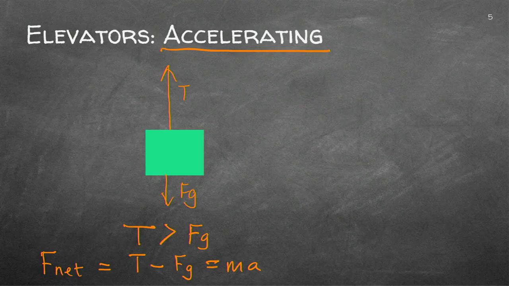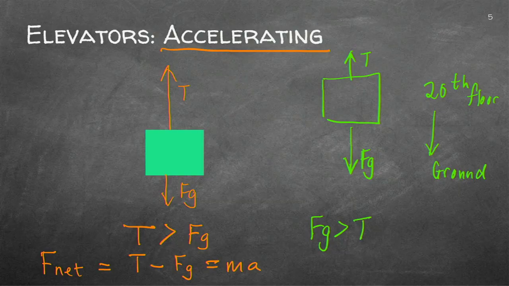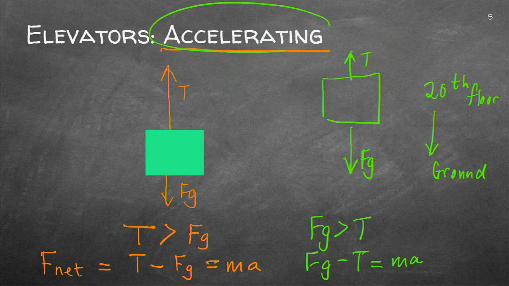But it can also accelerate downwards. I'm at the 20th floor and I'm coming down to the ground floor. So what's going to happen now? The gravitational force will be bigger than the tension. The gravitation is bigger than the tension. The F net is gravitation minus T equals ma. So always have a look at the direction, and because there's acceleration, you know you can apply Newton's second law, and then you can deduct the smaller one from the larger one.